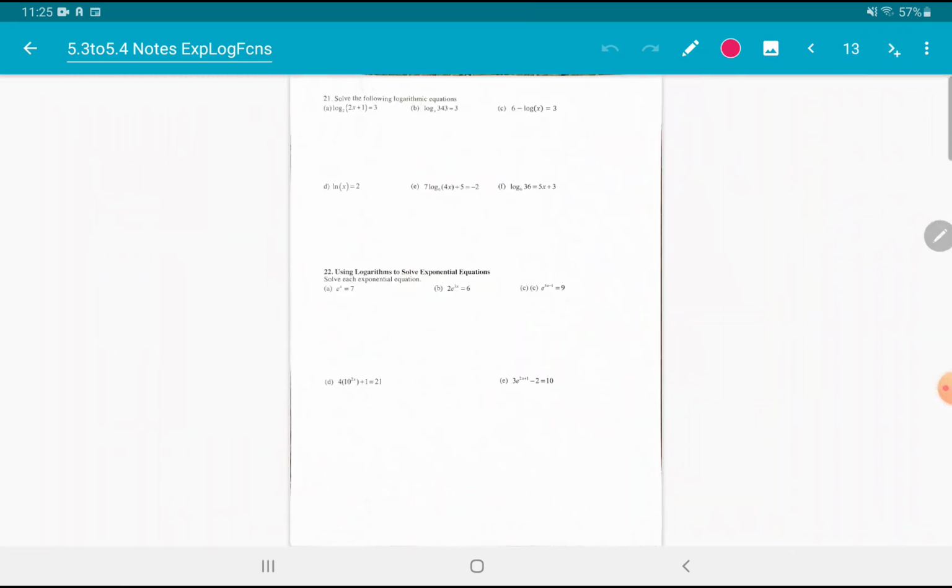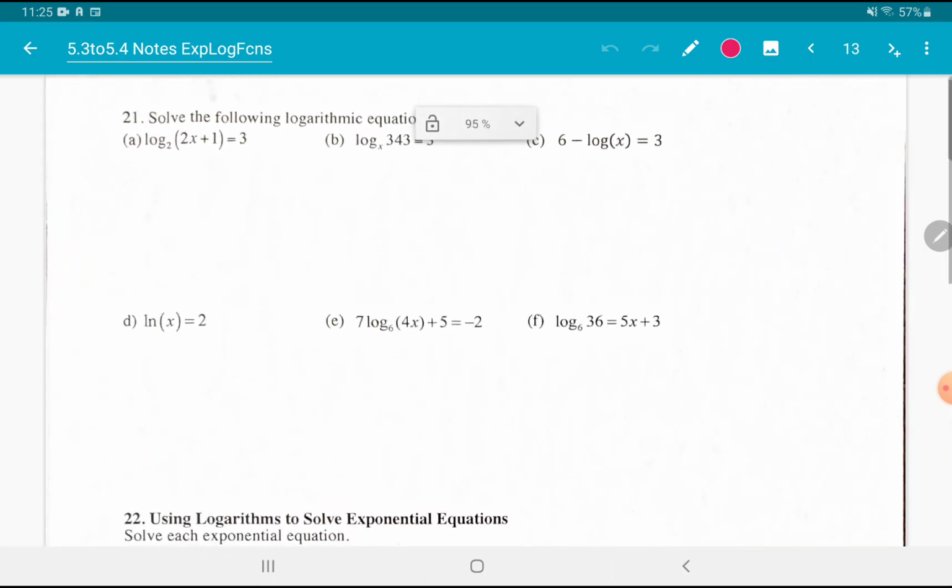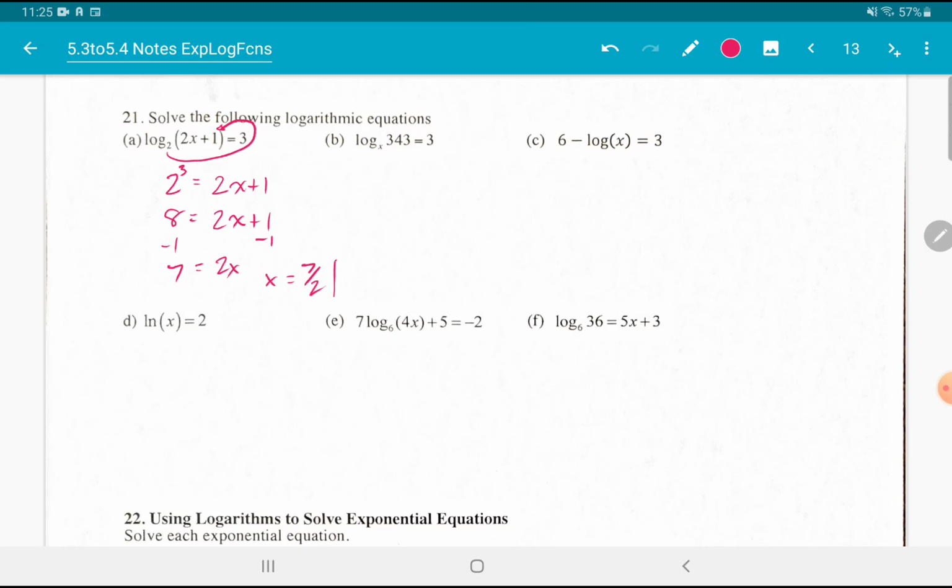So now we're going to just incorporate the logs and exponentials together. Now we're going to be solving equations. Just remember that inverse relationship that we had just stated before. So if I have a log, remember that logs typically use the loop trick where we're going to say 2 to the third is equal to 2x plus 1. And then at that point you just solve. So we get 8 equals 2x plus 1. So we'll get, oops, not 9. We'll get 7 is equal to 2x, or x is 7 over 2.